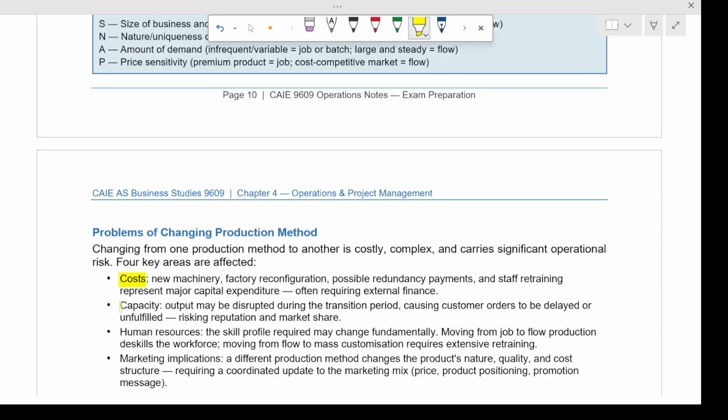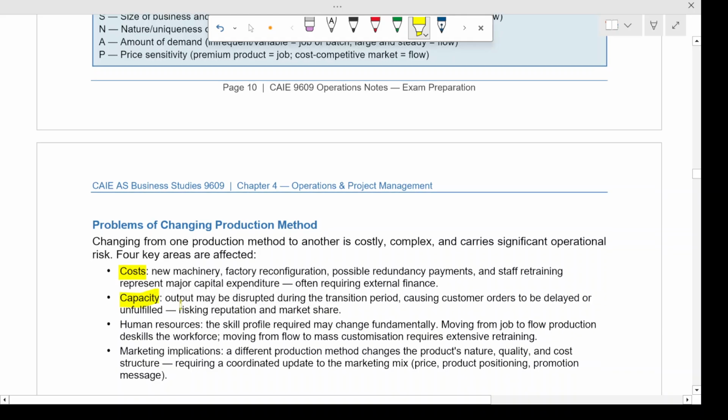The next one is capacity. Output may be disrupted during the transition period, causing customer orders to be delayed or unfulfilled. This may risk reputation and market share. This means that if the output is disrupted during the transition period and customer orders are delayed, this would risk your reputation. This would risk your overall goodwill in the market. This would harm your reputation and future orders, even if you change your machinery.